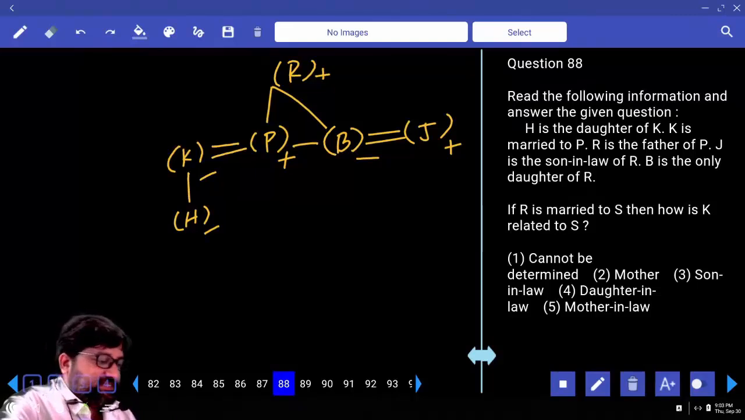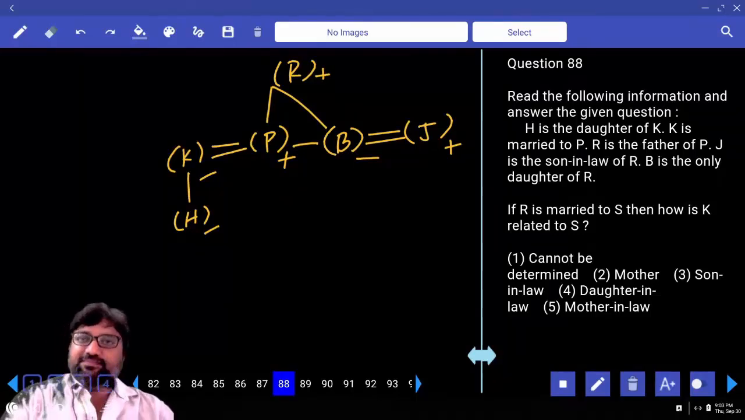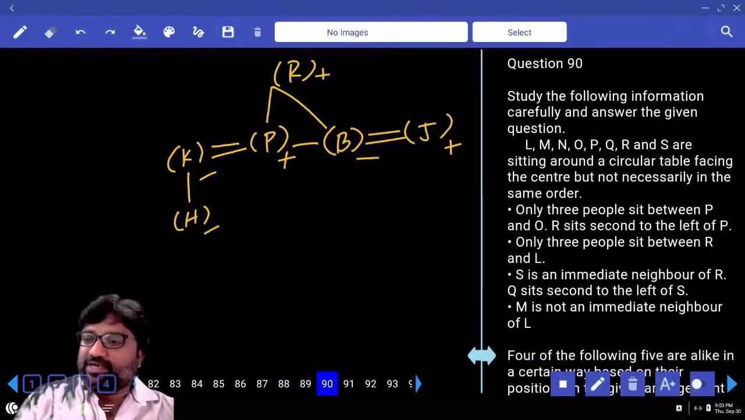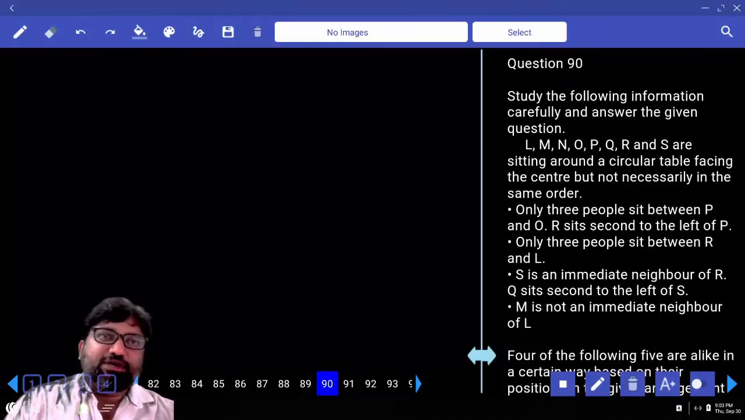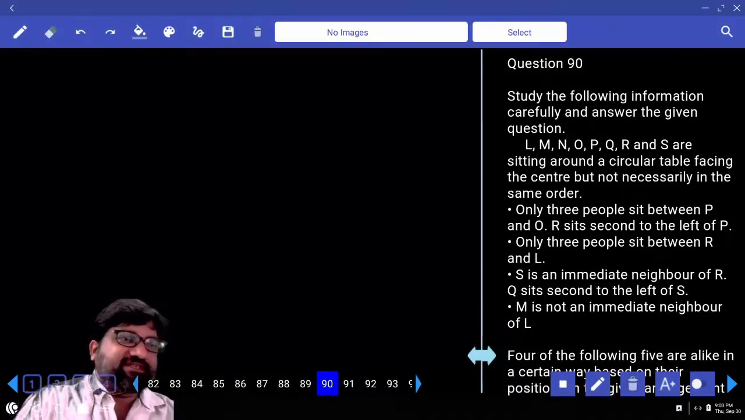Come on. Next puzzle. Question number 90 to 95. Copy this fast. L, M, N, O, P, Q, R, S are sitting around a circular table facing the center, but not necessarily in the same order. So how many persons? Please count. 8 persons, and all of them are facing towards the center.